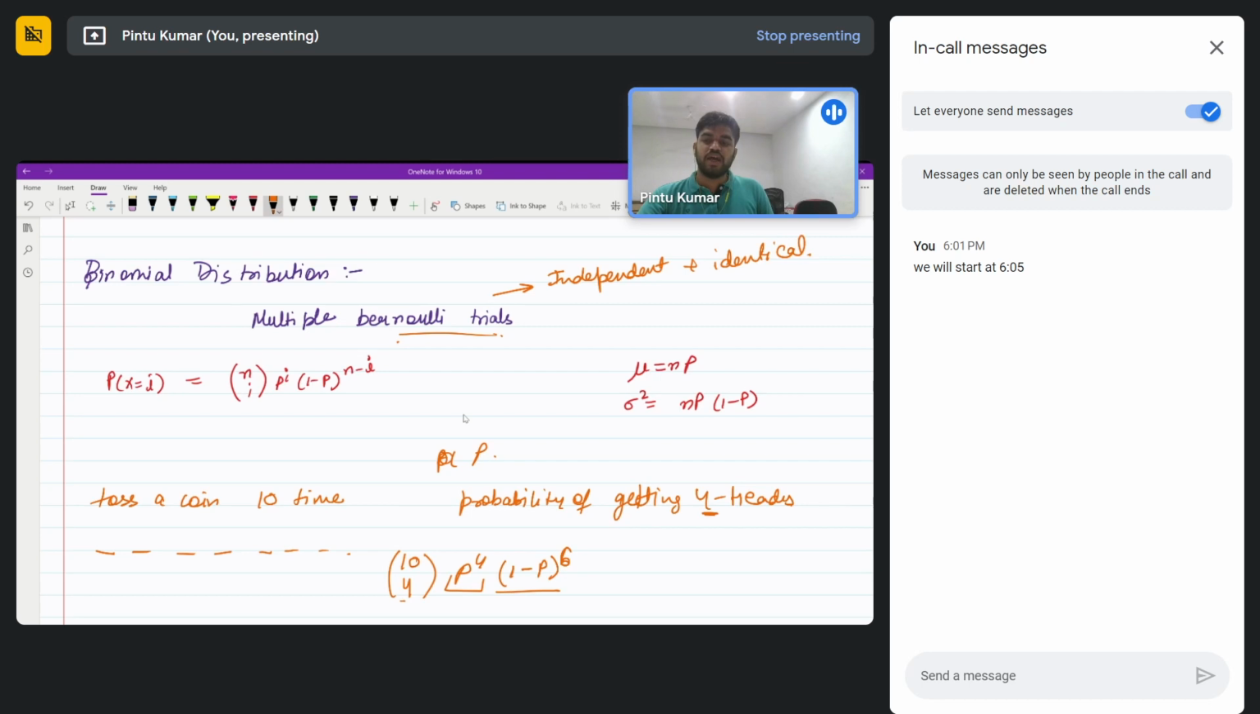So if you have, let's say, n independent and identical Bernoulli trials, then the probability that you will get x equal to i is given by nCi, that is, you are choosing i positions from n positions, p to the power i because i times your event has occurred, and 1 minus p to the power n minus i because your event has not occurred for n minus i times. Okay. So this is your probability mass function for the binomial distribution. Any doubt till this point?